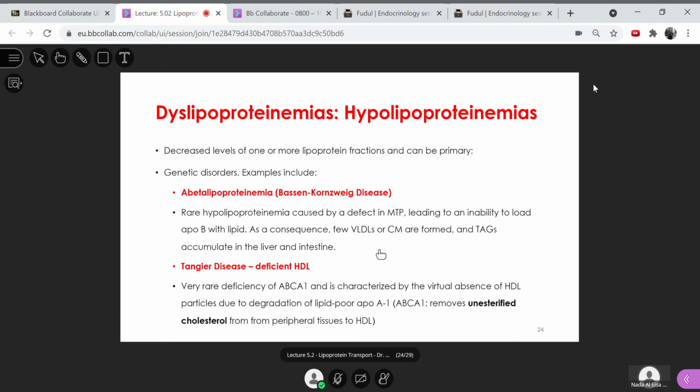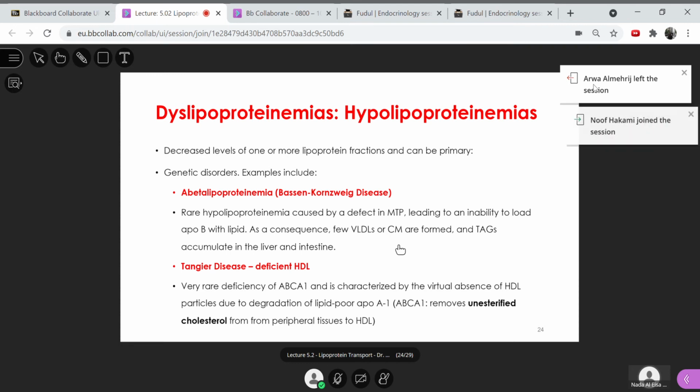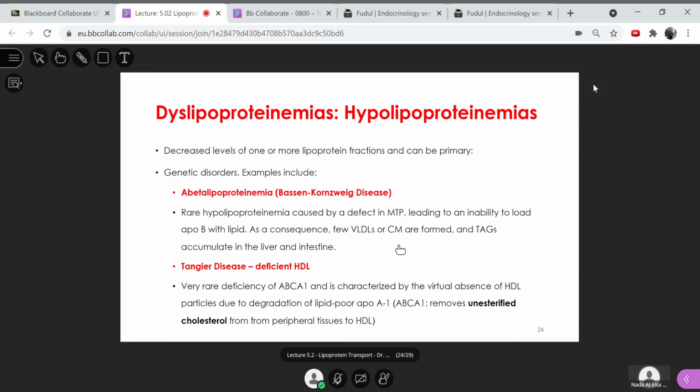It's rare, and the deficiency is in MTP, microsomal transport protein, which we talked about at the beginning. Its function is to load the ApoB lipoproteins with lipids. VLDL and chylomicron are the ApoB lipoproteins that need to be loaded with lipids when they are synthesized. Chylomicron in the intestine needs to be loaded with dietary lipids. VLDL in the liver needs to be loaded with endogenous liver-synthesized lipids before they are released.